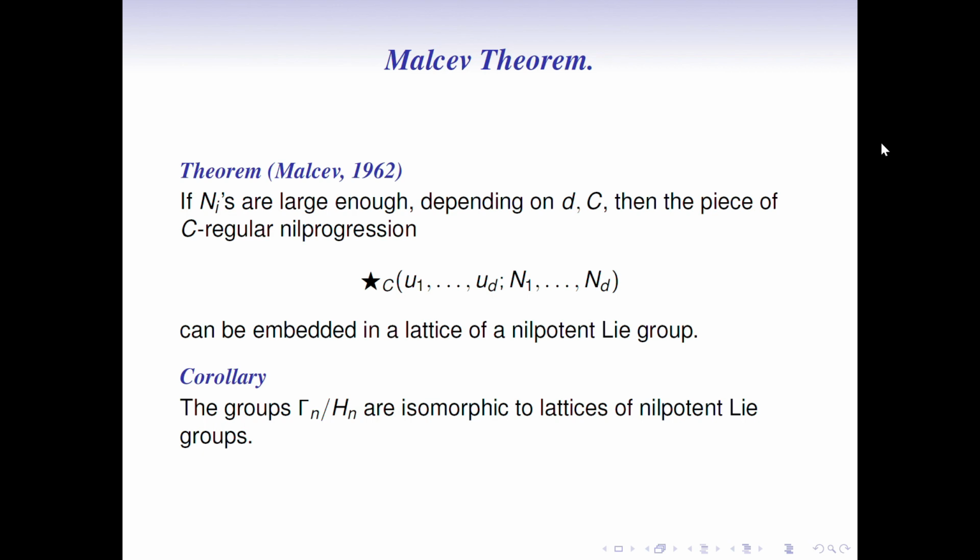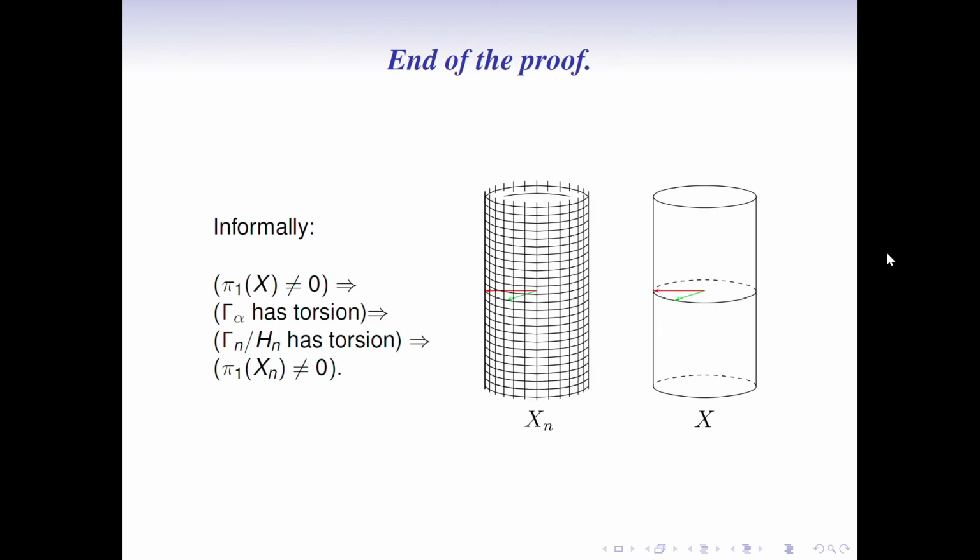Now, we use the crucial property of nilpotent Lie groups that they are simply connected if and only if they are torsion-free. Again, nilpotent Lie groups are simply connected if and only if they are torsion-free. To finish the proof of the theorem, we observe that for every non-trivial loop of X corresponds a torsion element of gamma_alpha. Through the almost homomorphisms phi_n, we can pull back that torsion element to an almost torsion element of gamma_n over H_n, which translates into a non-trivial loop in X_n.